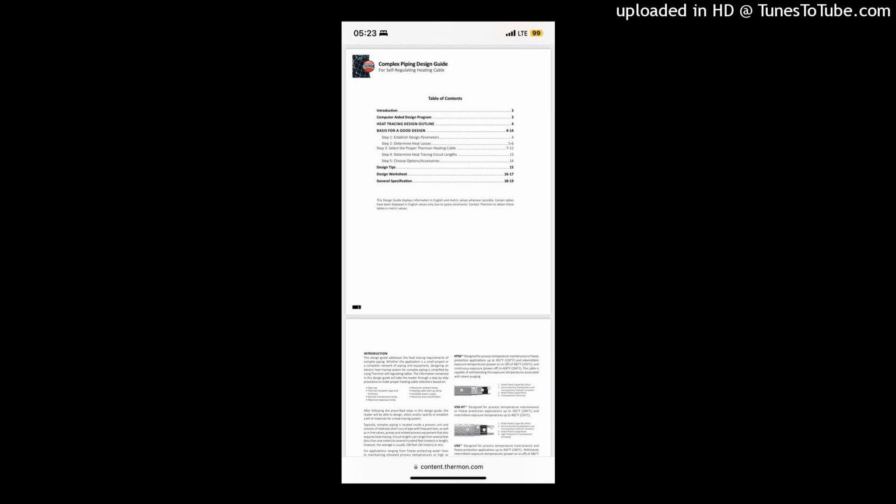For applications ranging from protecting water lines to maintaining elevated process temperatures as high as 302 Fahrenheit, 150 Celsius, Sermon self-regulating cut length parallel resistance heating cables are recommended. Variations in the heat loss of the insulated pipe due to equipment, supports, and/or insulation are compensated for by the heating cable's PTC, positive temperature coefficient characteristic.